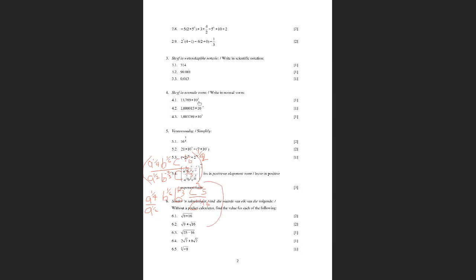All exponents 1 over 2. Oh, it's 10. Okay, thank you, Van. It's 10. 1 over 10. Please, any questions there?